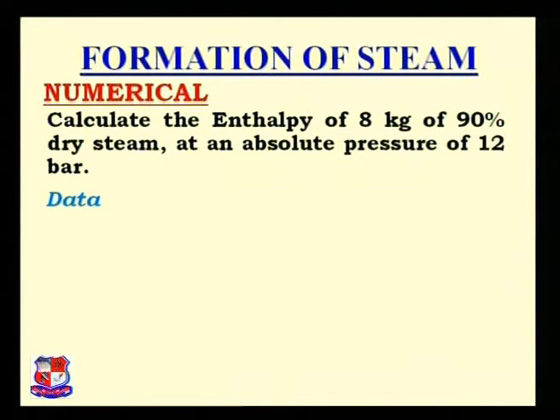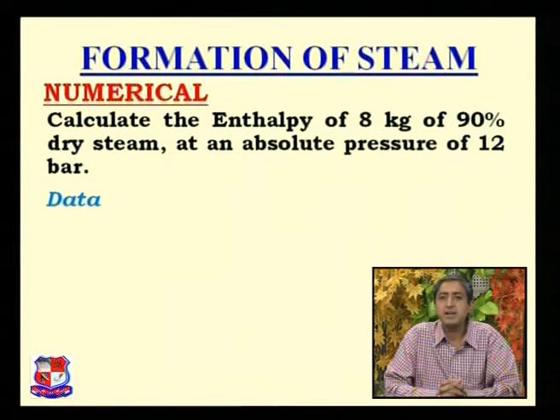Now we will solve the problem based on the specific enthalpy and specific volume of steam. Calculate the enthalpy of 8 kg of 90% dry steam at an absolute pressure of 12 bar. Now the important thing in solving any problem is that we have to read the problem 2 times and extract the correct data from the numerical, and then it will be easy for us to find out the correct solution. So again we will read the question and extract the correct data.